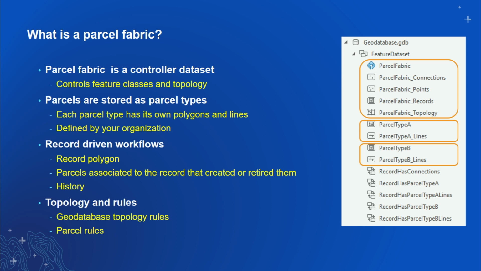Record-driven workflows: the Parcel Fabric is edited in response to the legal record, so everything is tied to the record. You edit in and out of a record. If you're just doing data cleanup, then you're not doing record-driven workflows, which is fully supported. Parcels are associated to the record that created them and the record that retired them. So we now can see how we can track parcel lineage. The actual visualization of the lineage is not yet implemented, but the groundwork is there. We're now tracking the record that created the parcel and the record that retired the parcel as historic. Topology and rules: we've got built-in topology and error management, which we'll talk about.